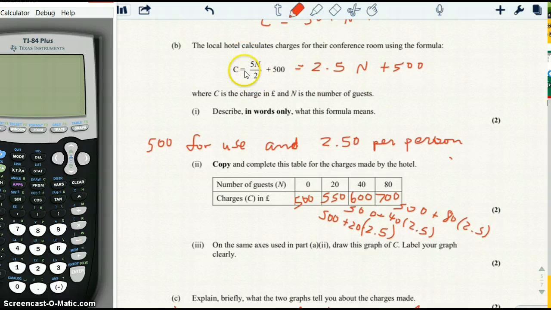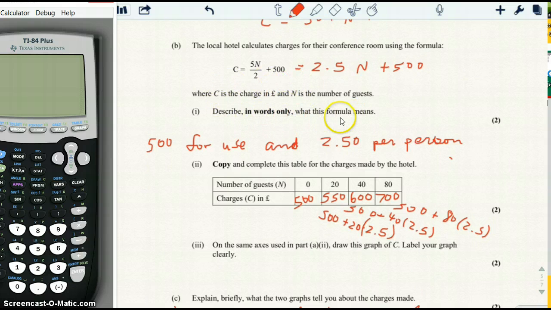Maybe the easiest thing to do would be use your calculator to divide that out. If you do, you'll soon discover that 5 divided by 2 is 2.5. So 2.50 pounds times number of guests plus 500 is the formula to find the cost of the hotel. Now remember, this C isn't exactly the same as the other C because it's the cost of the hotel. It's not the cost of the hall.